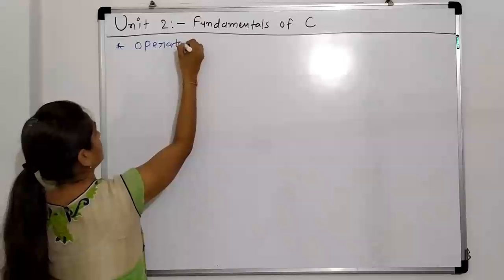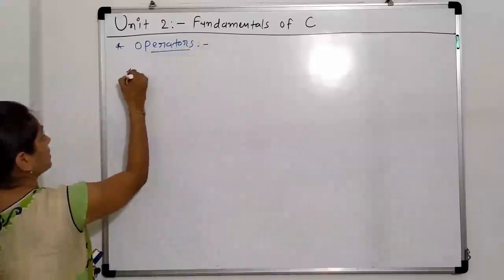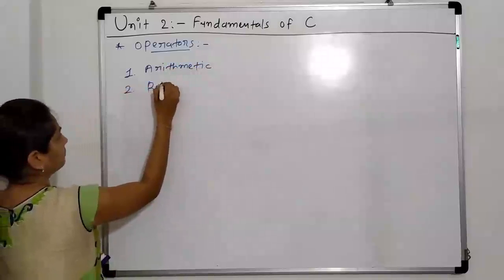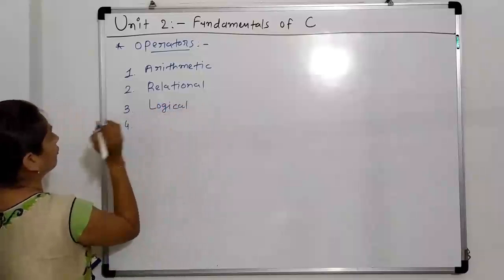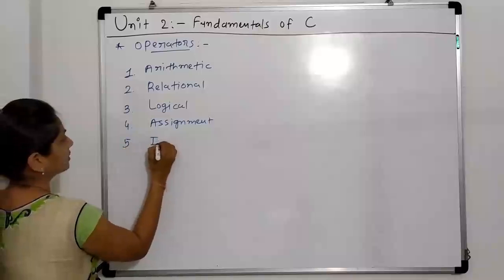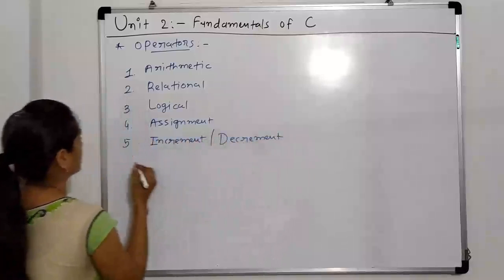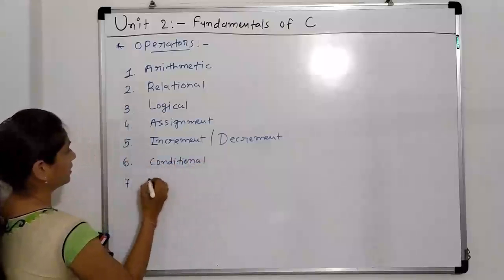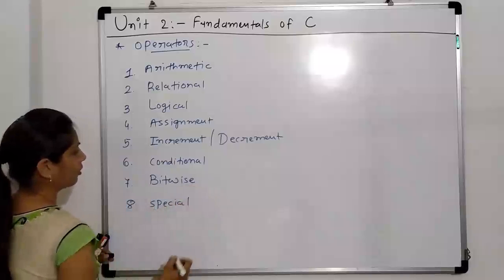There are 8 different operators available in the C language. The first operator is the arithmetic operator. Second is the relational operator. Third is the logical operator. Fourth is the assignment operator. Fifth is the increment or decrement operator. Sixth is the conditional operator. Seventh is the bitwise operator. And the last, eighth, is the special operator.